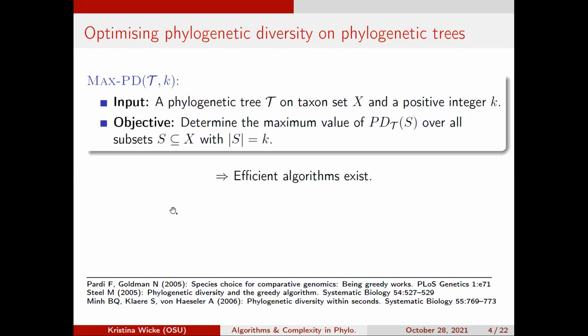Okay, so this is the story on trees, and the problem gets more complicated if you make it more realistic by, for example, incorporating conservation costs, budget, or extinction probabilities. But for now, we're just trying to think about this simple problem. But of course, my talk is not about phylogenetic trees. We were thinking about this problem on phylogenetic networks.